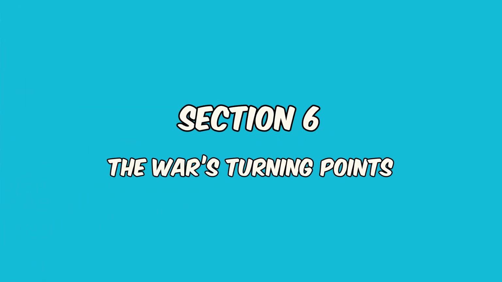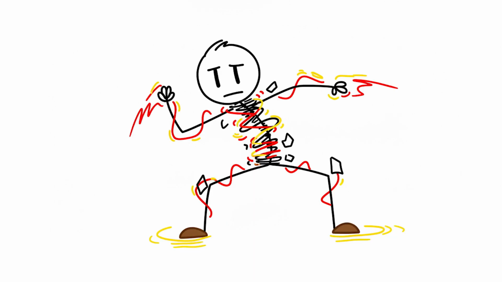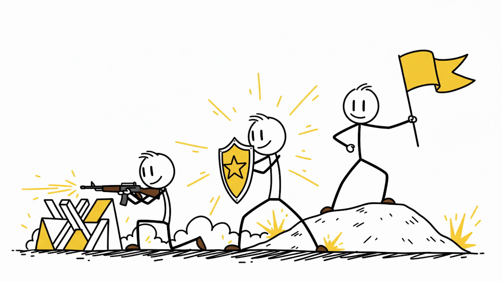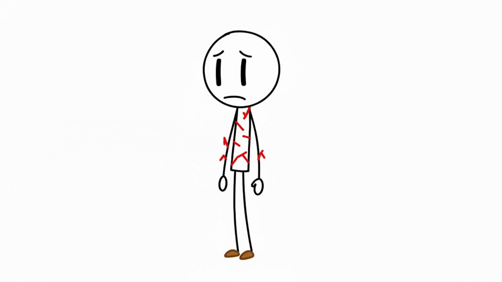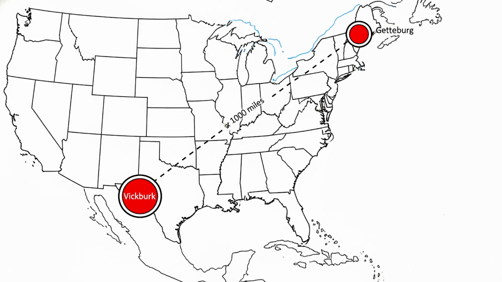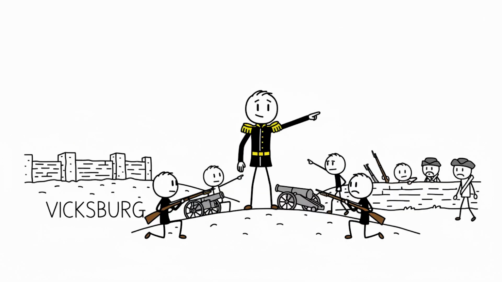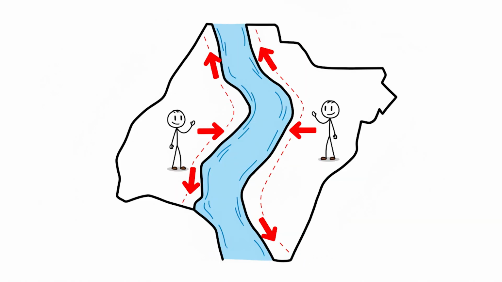The war's turning points. In 1863, two events changed everything. First, Gettysburg. 3 days, massive armies, heroic stands, and Pickett's charge, a doomed assault that shattered Confederate hopes of invading the North. At the same time, thousands of miles away, Vicksburg fell to General Ulysses S. Grant. The Union now controlled the entire Mississippi River. The Confederacy was split in two.